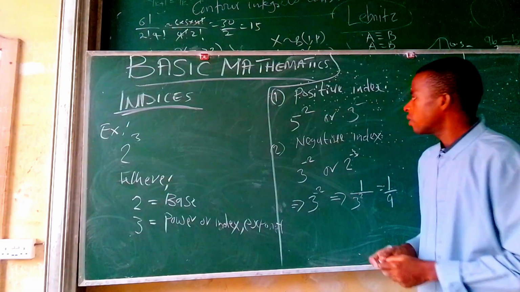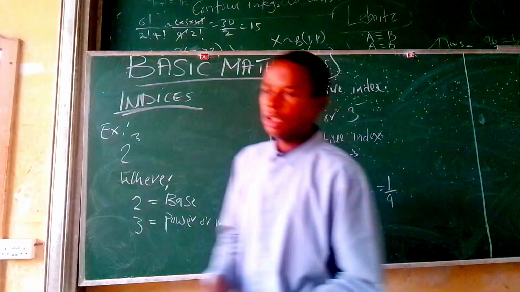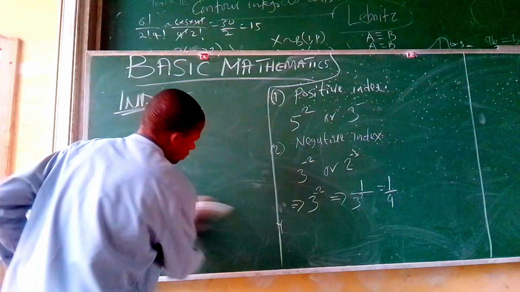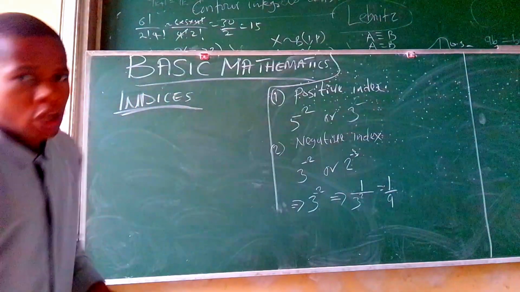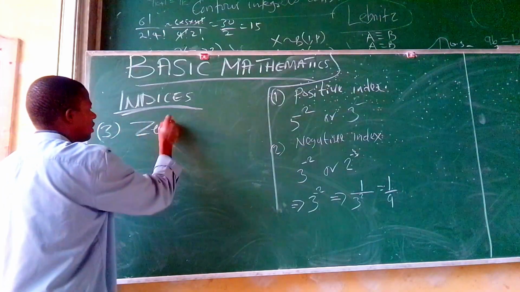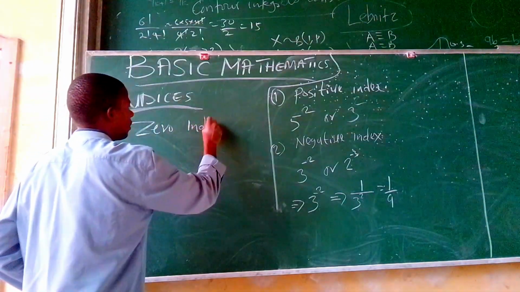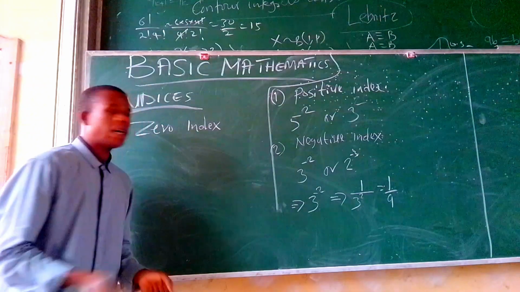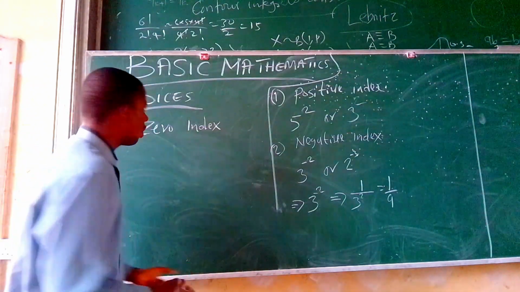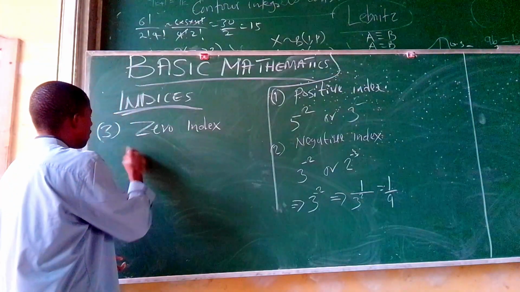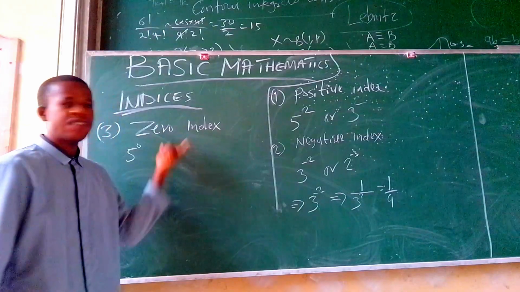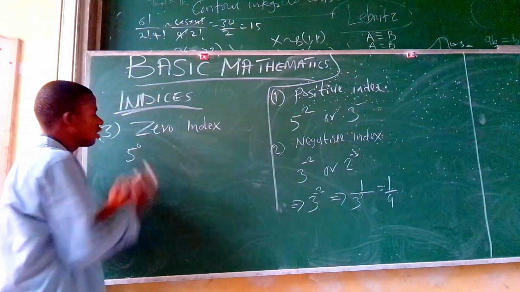Now let's look at the third type of indices, the zero index. The zero index is letting us know that the base is raised to power 0. That is all it means. So if you have something like 5 raised to the power of 0, it's an example of the type of index called zero index, because the base is raised to power 0.